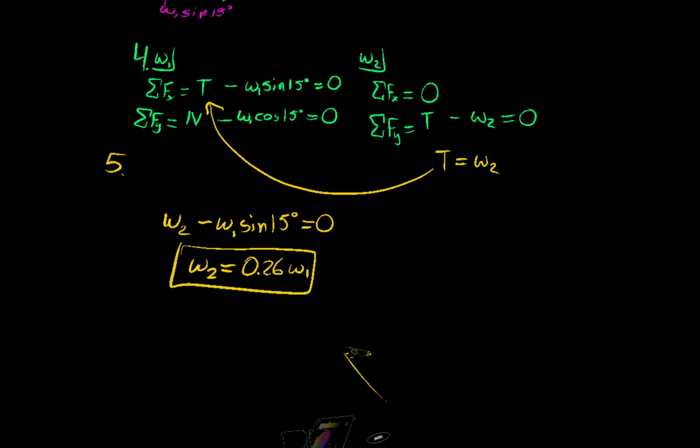And so what does that actually mean? What did we solve for? I mean, we did what they wanted, but let's think about what that means to see if that's reasonable at all. Well, that means that W2 is 26% of W1. So that means that the dirt-filled bucket is about 26% of the cart, which seems reasonable to me.